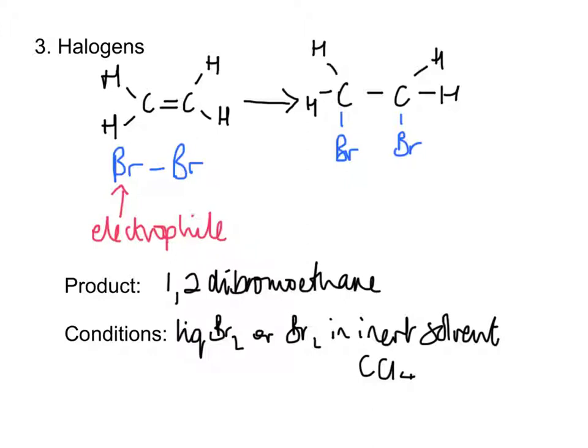Can you now write what the product would be if you were reacting bromine with propene as a molecule rather than ethene? And of course name the product.